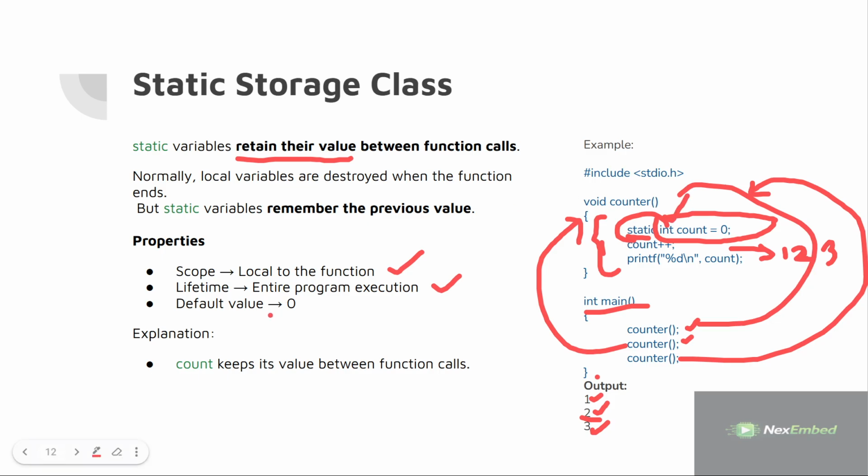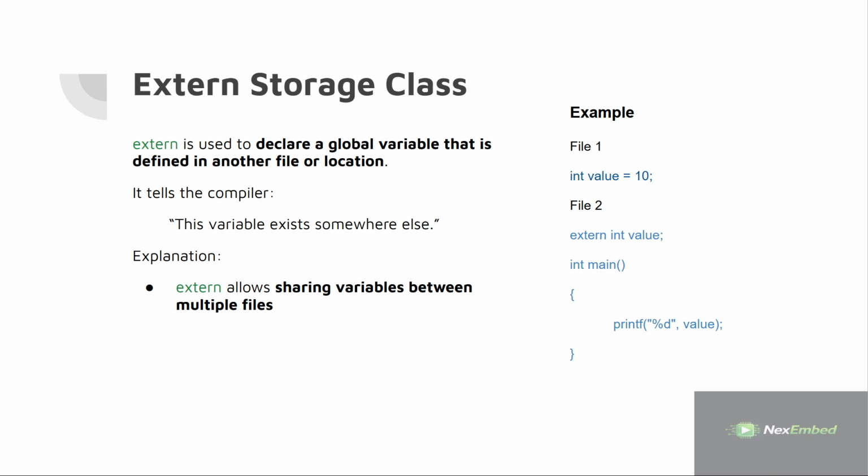Okay, and how about the default value? If I didn't assign any value to the counter, it automatically assigns the value as 0 instead of taking any garbage value. Okay, I hope now you have a clear idea about the static storage class. Next we can see the last one, which is nothing but the extern storage class. Extern storage class is similar to a global variable, but here I am declaring a variable in another file.